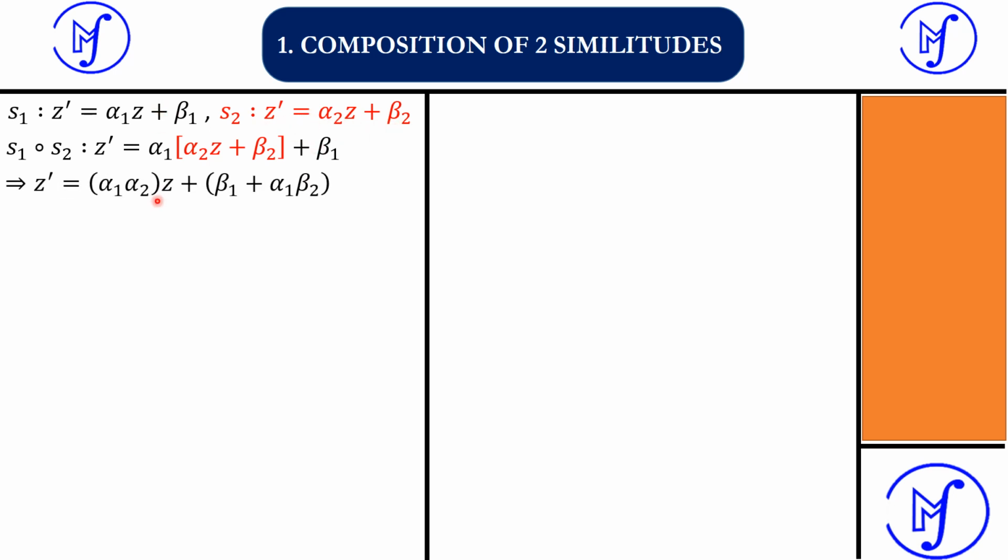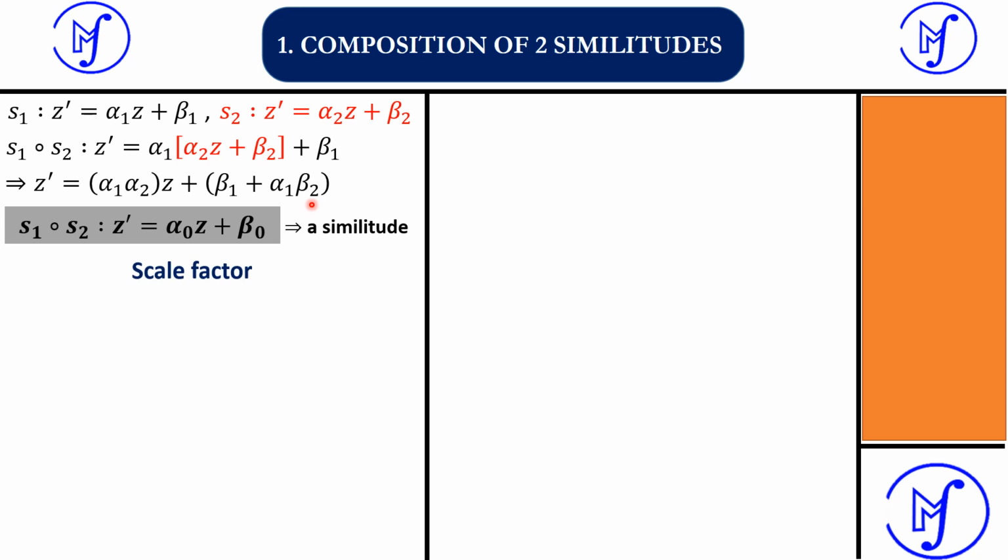We expand, we have alpha 1 times alpha 2 times z, then alpha 1 times beta 2, then plus beta 1. So we can conclude that the composition of these two similitudes is also a similitude whose new alpha 0 is alpha 1 alpha 2, a complex number, and beta 0 is beta 1 plus alpha 1 times beta 2.